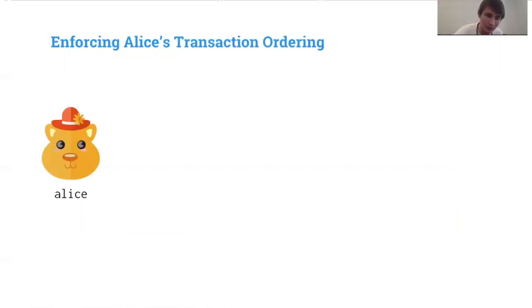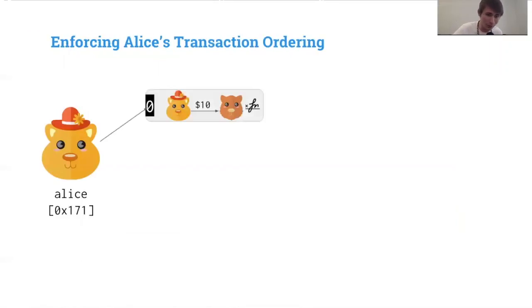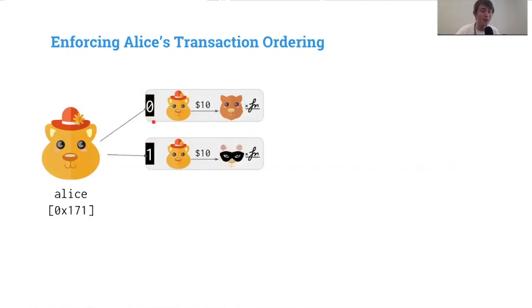So, this nonce, what it does is it identifies what the transaction ordering should be for a particular sender. So, what does that really mean? We have Alice, and Alice has this address, 171. And Alice is going to sign 3 transactions. First, this transaction, and this transaction has nonce 0. That's because it's her first transaction. She'll also sign this and this.